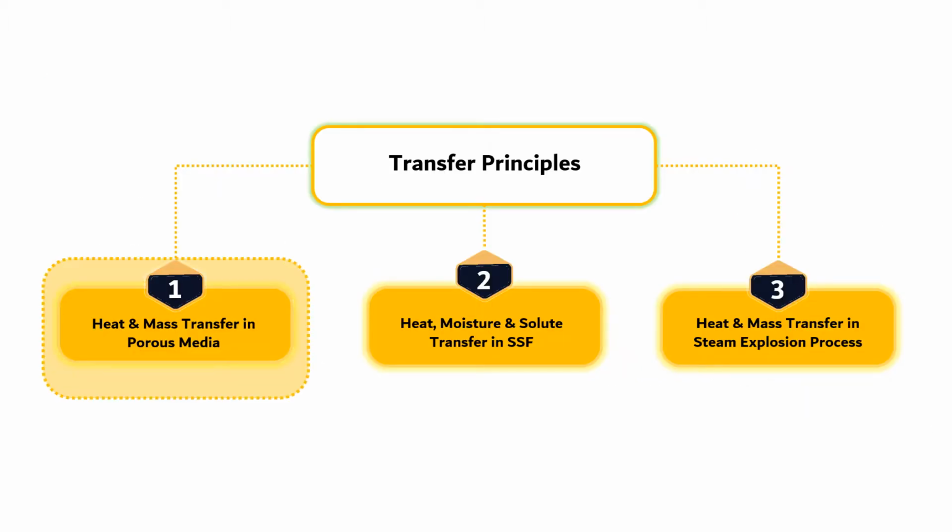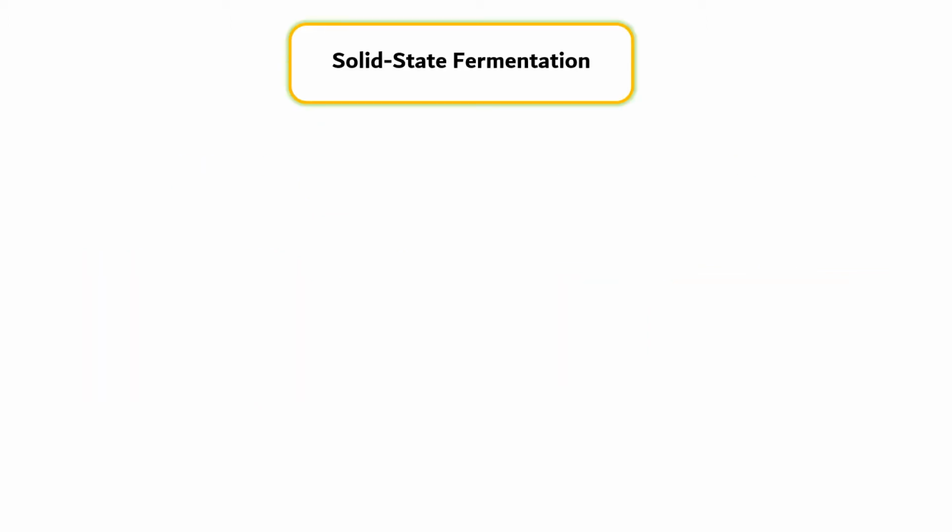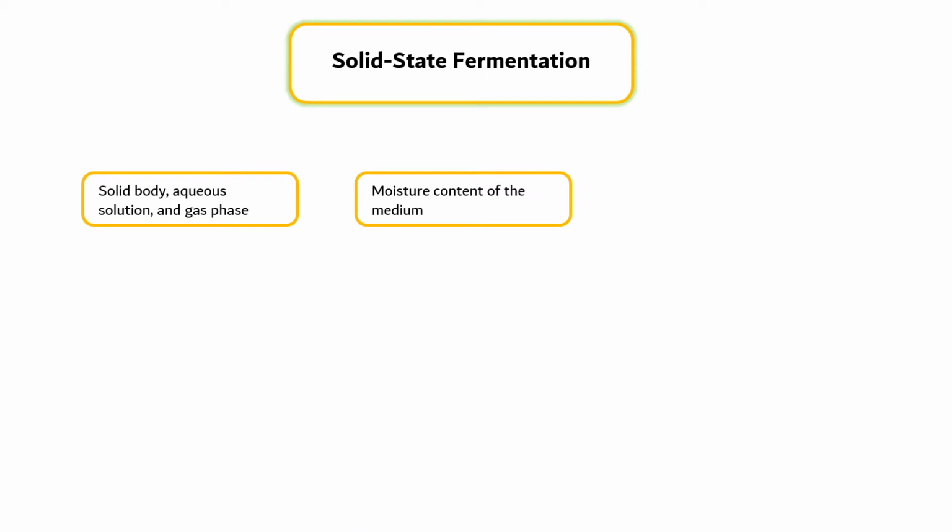Previously, we have discussed transfer in porous media. In this segment, we will discuss transfer in solid-state fermentation. The solid-state fermentation system is one of the most typical porous media systems. It contains the solid body, aqueous solution, and gas phase, and involves moisture and heat transfer. Heat and mass transfer properties of the medium have a great deal to do with the moisture content of the medium and the energy types of water in the solid-state fermentation system.